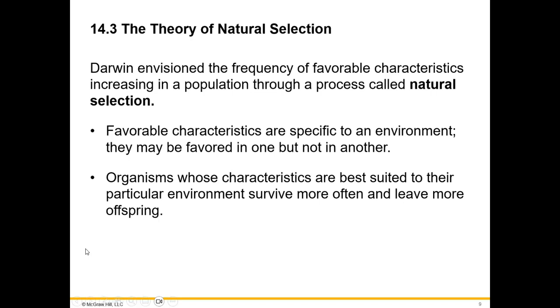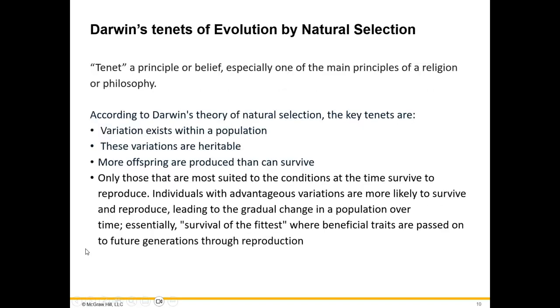He envisioned that the frequency of favorable characteristics would increase in a population through natural selection. This idea is that favorable characteristics are specific to a specific environment, and they could be favored in one environment, but not in another. Organisms whose characteristics are best suited to their particular environment will survive more often and they will leave more offspring, which means they'll be passing on those genes.